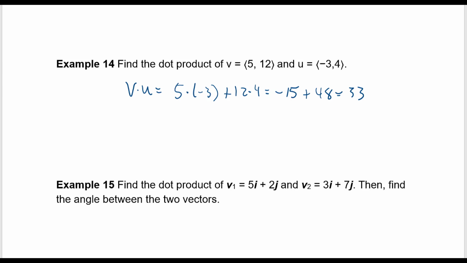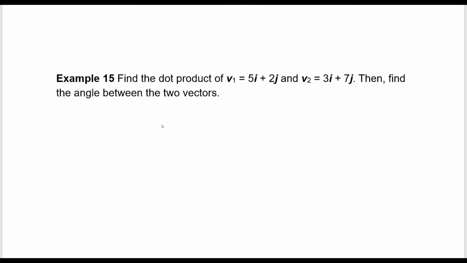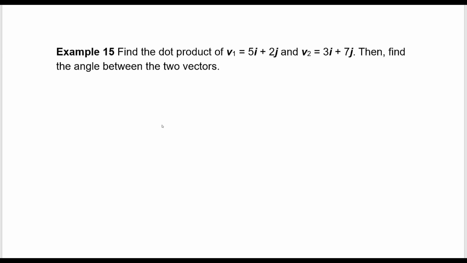Okay, the next one: find the dot product of v1 and v2, then find the angle between the two vectors. So v1 dot v2 is going to be 5 times 3 plus 2 times 7. That's the horizontal components and then the vertical components. So that's going to be 15 plus 14, which is 29.